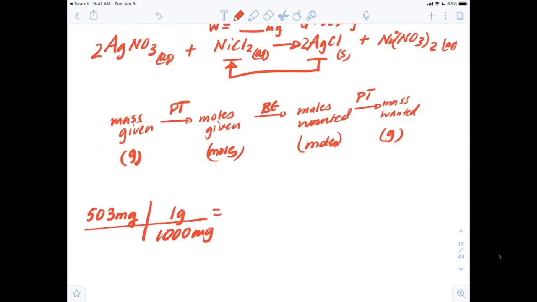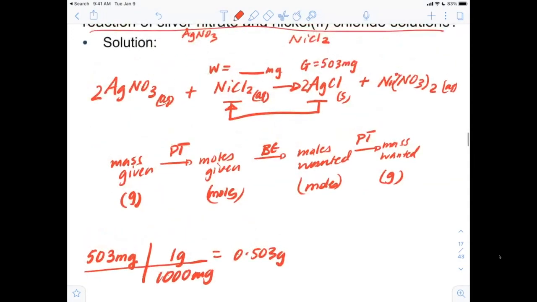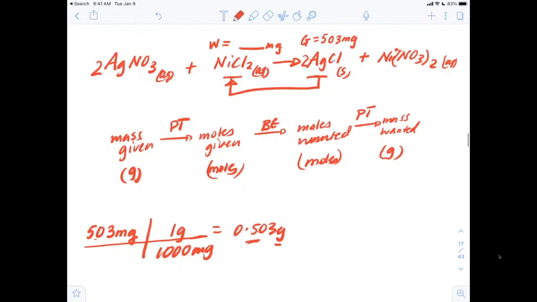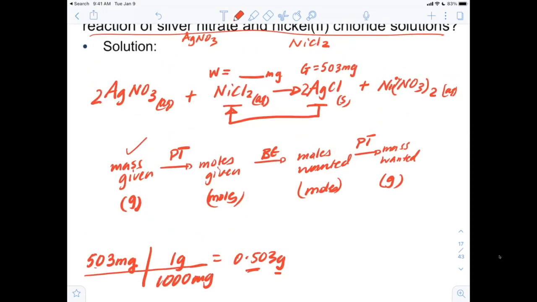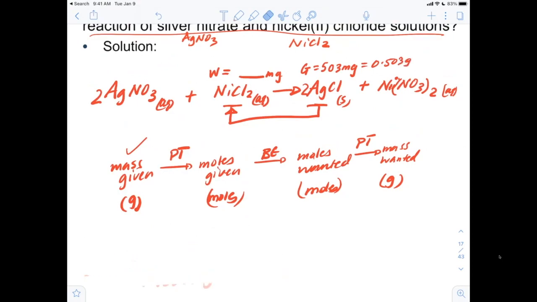Okay, so in that case, 503 divided by 1,000. I have to press this calculator. 0.503 grams. So if these kind of units overwhelm you, don't check out. Just convert it to a unit that overwhelms you less and then deal with this. Okay? So since this is grams, we can now start here. And I'll have to convert it back in the end, right? 503 milligrams is the same thing as 0.503 grams.